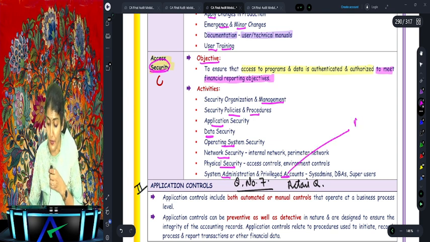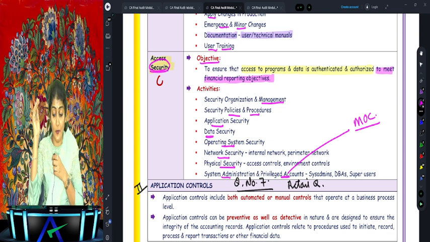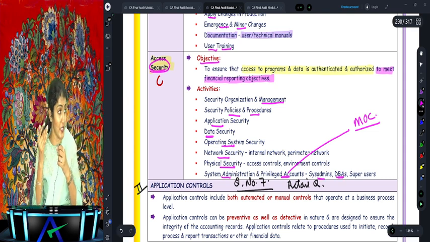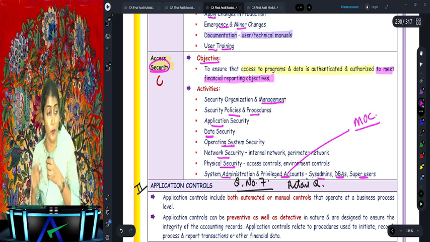You know what can happen through the privileged account? Management override of control. Who has the privileged access? System admins, the database administrators. Who is DBA? They are the database administrators. And you also have the super users.